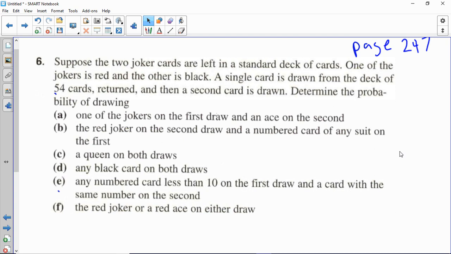Okay, so we're drawing 2 cards here in this example from a 54 card deck. And it's 54 because there's 2 joker cards, one black and one red. Okay, so what's the probability of one of the jokers on the first draw and an ace on the second? Well, the probability of a joker on the first draw is 2 out of 54. The and part of this is very important. We now multiply the probability of an ace on the second draw, which gives us that right there.